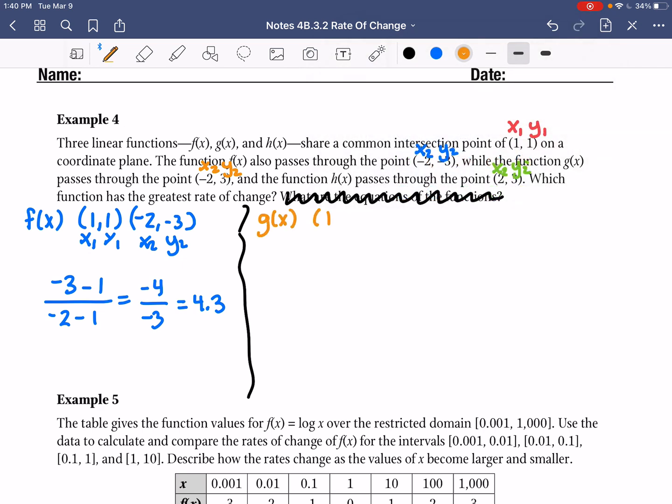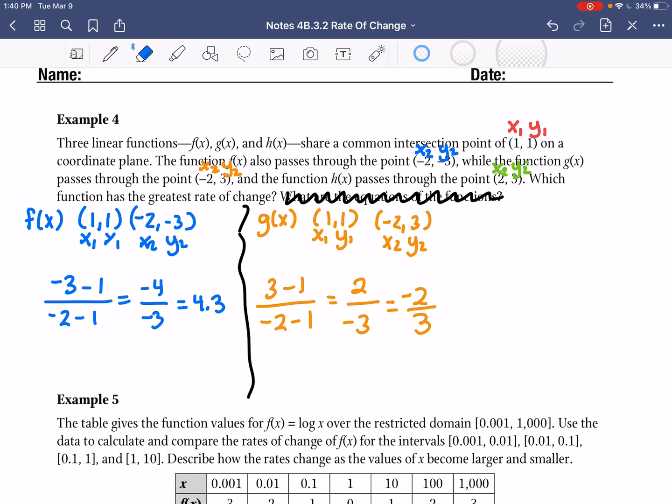So all of them contain the point (1, 1), so that's your x1, y1. And then we have a second point, (-2, 3). That's my x2, y2. I'm just going to plug in my slope formula: y2 minus y1 over x2 minus x1. 3 minus 1 is 2. -2 minus 1 is -3. So that's -2/3. Over here, I don't know why I did this. I did 4.3. It's 4 over 3. Silly. Okay, then my last one is h of x.